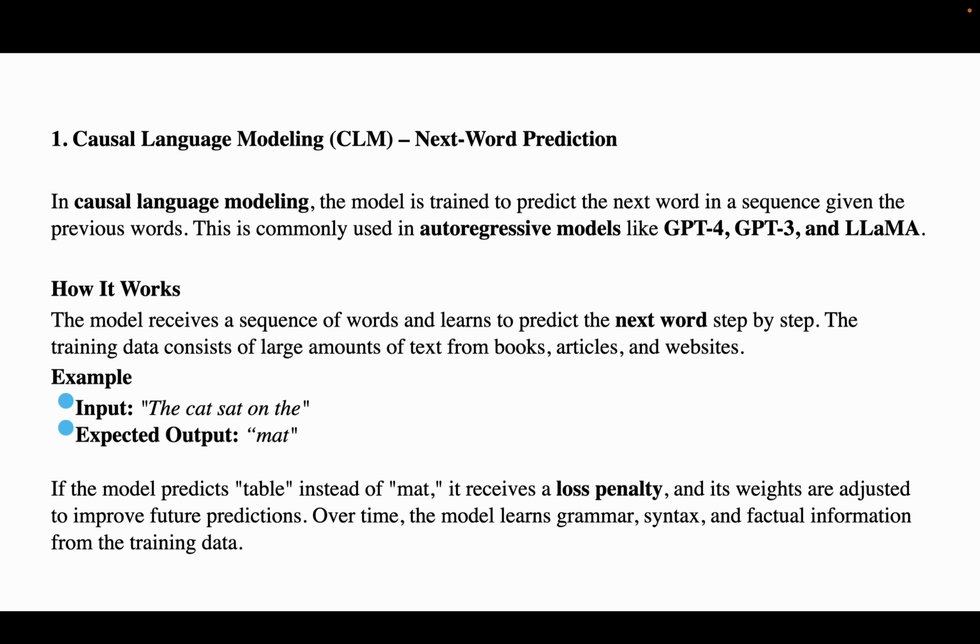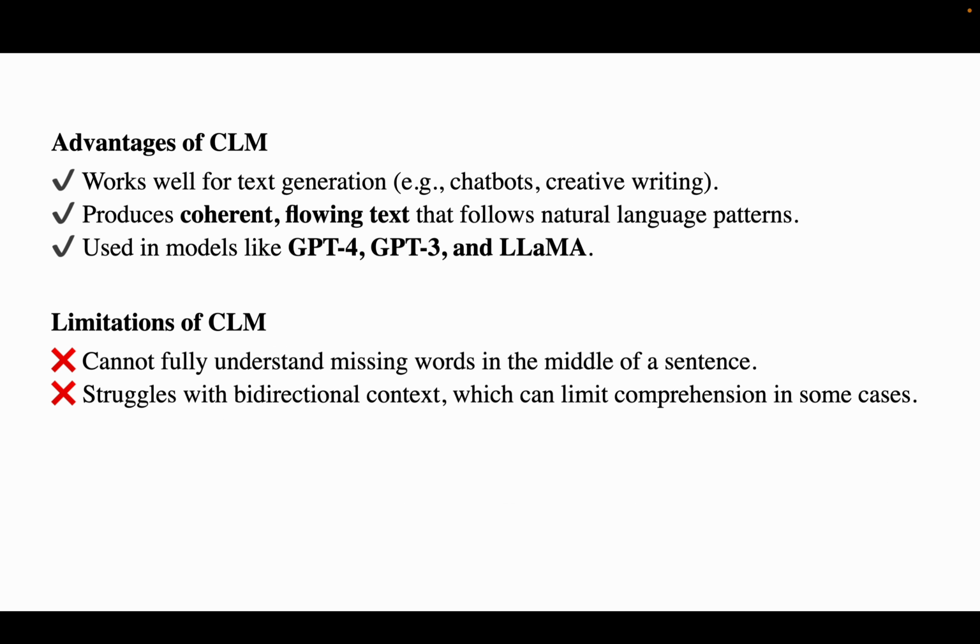For example, input is "the cat sat on the". The expected output would be "mat". So if the model predicts "table" instead of "mat", it receives a loss penalty and its weights are adjusted to improve the future prediction. Over time, the model learns grammar, syntax, and factual information from the training data.